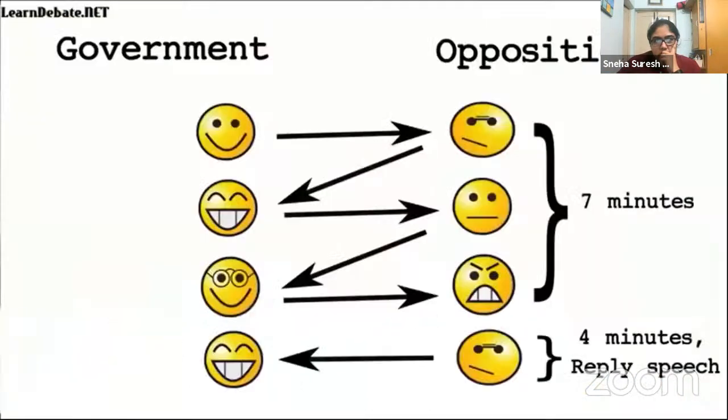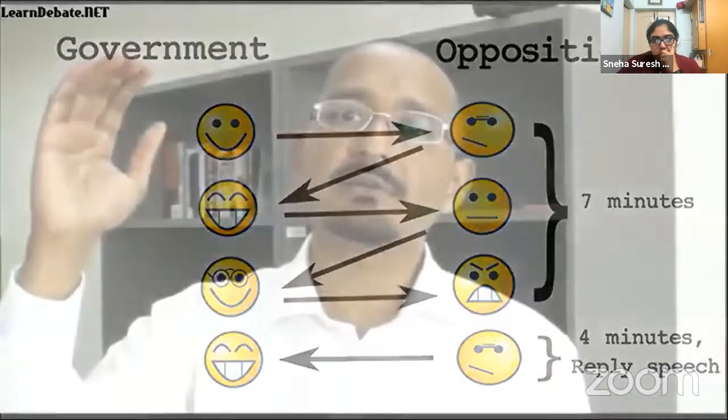Now this speech is shorter. Remember, the earlier speeches were 7 minutes long. This speech will only be 4 minutes long. And remember earlier, the government team started the debate by making the first speech. This time, the opposition team will start by making the first reply speech. So in essence, the government team always starts the debate and they always end the debate by having the last reply speech. Okay, so that's the 2 teams, the speaking order, and the timing, right?